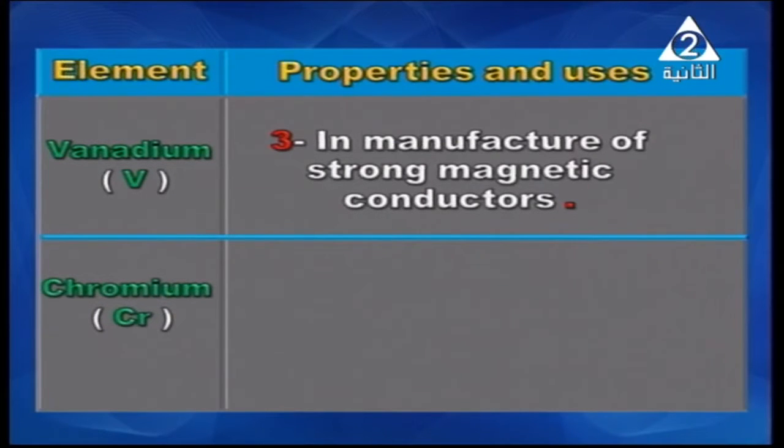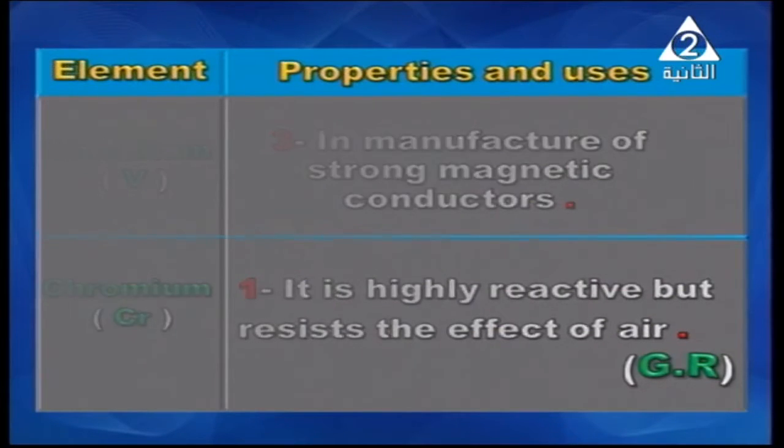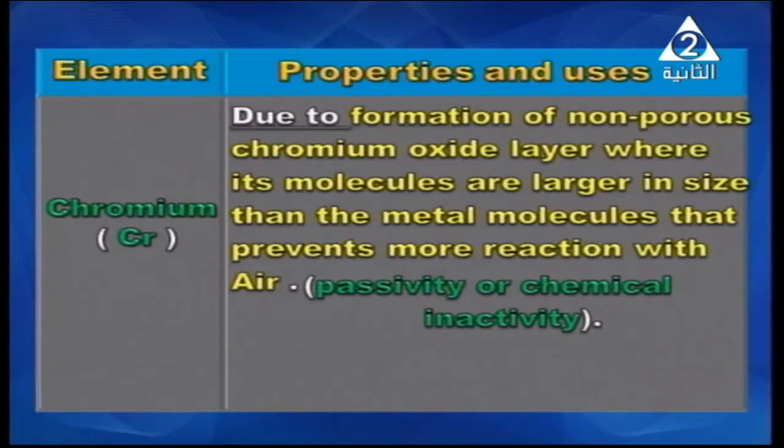The next element, which is chromium. It is a highly reactive element, but it resists the effects of air. And we have given the reason for this point, which is very important: because it forms a non-porous layer of its oxide on the metal surface, where its molecules are larger in size than the metal molecules, which prevents more reaction with air, which is called passivity or chemical inactivity.